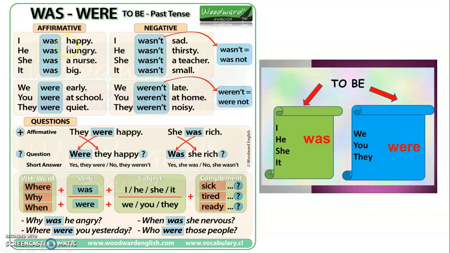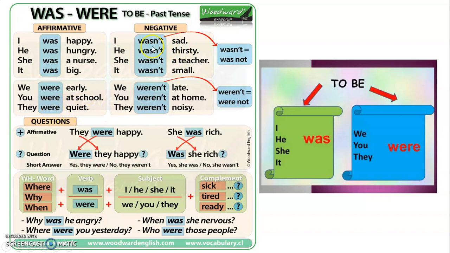So, how do we make an affirmative or a positive sentence using was and were? So, I was happy, he was hungry, she was a nurse, it was big. As you can see, we use was with the singular. Now with the plural, we were early, you were at school, they were quiet.